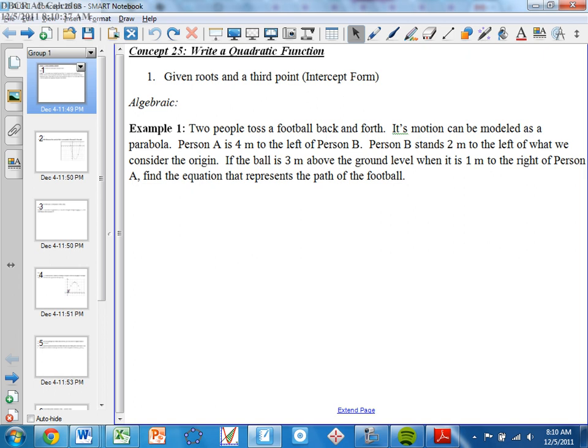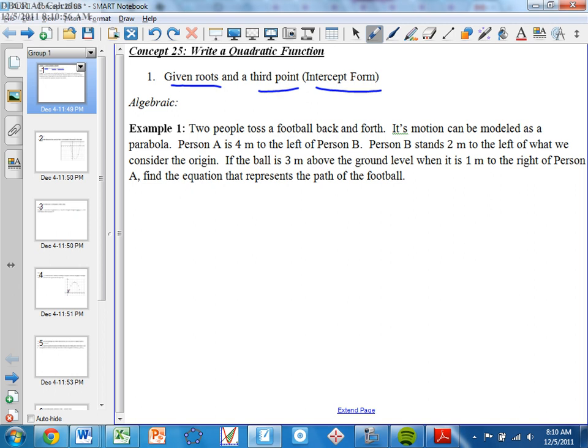Now, we're going to go through 3 different types today. The first type is going to be intercept form. We're going to look at the fact that if we're given 2 roots and another point, can we come up with the function that represents this?